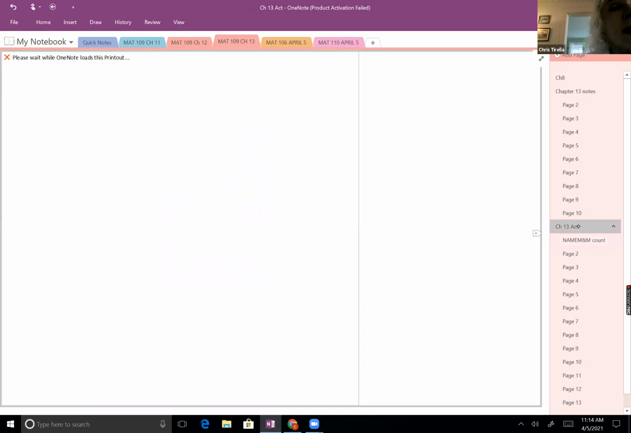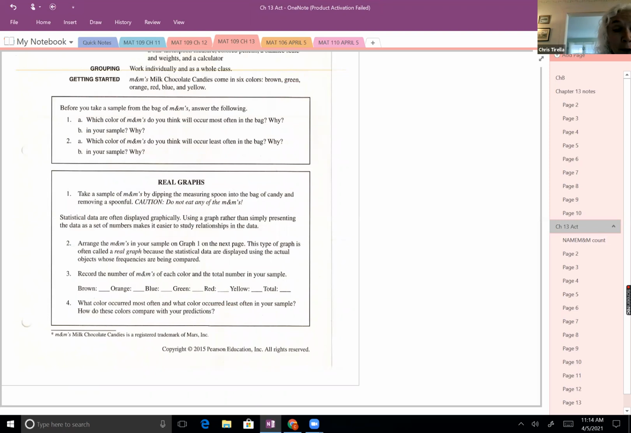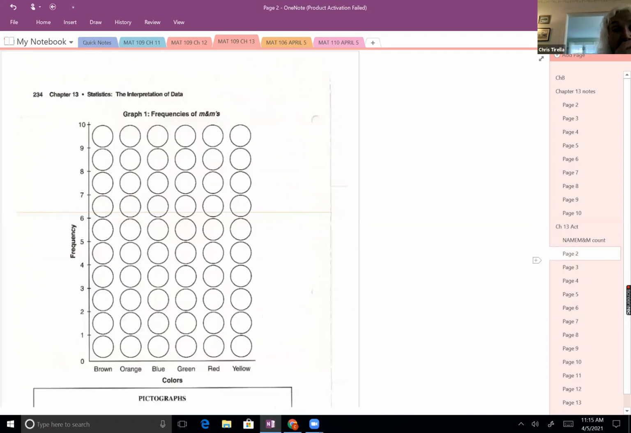And so on this activity, on the first page, you're supposed to take your spoonful and then record the number of each color in your sample. So everybody will have all of those, and then compare that to what you thought would be the most colorful, the most common. And then I'm going to skip over the page with the count for a minute. Look at that second page.